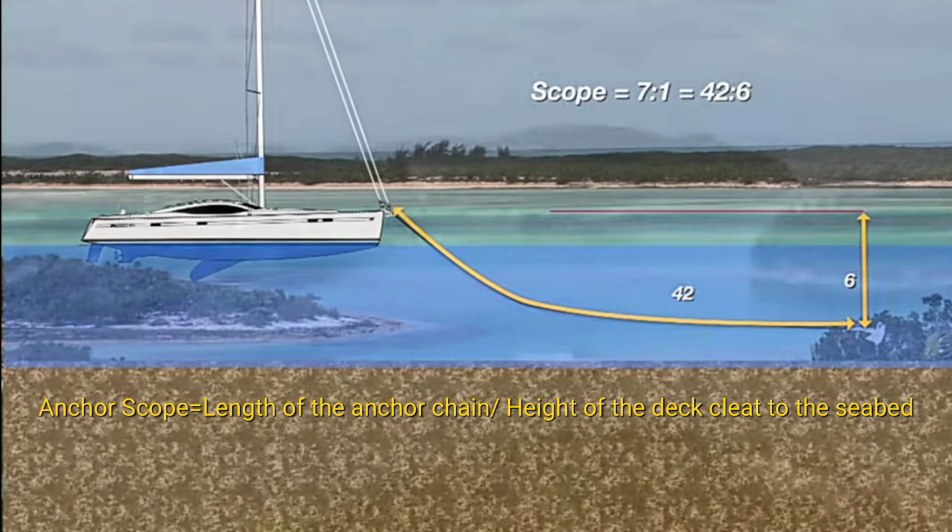The 7 is the multiplier for every 1 meter of the depth of the water that we are going to use in calculating the number of shackles. Okay, so let's go back to the computation.